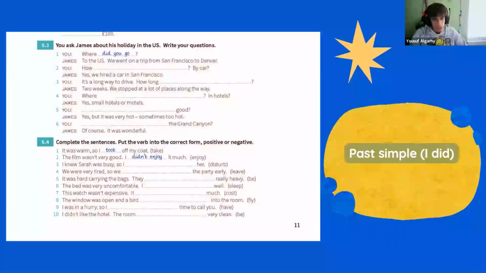Number 4, we were very tired, so we blank the party early. Left. Good. All right. Number 5, it was hard carrying the bags. They blank really heavy. They were really heavy. Good. Okay. The bed was very uncomfortable. I blank well. What about that one? Then it would be I didn't sleep well. Good. Number 7, this watch wasn't expensive. It blank much.